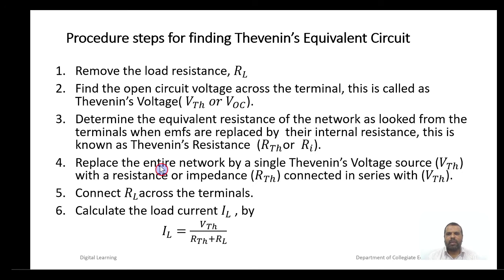Fourth, replace the entire network by a single Thevenin's voltage source VTH with a resistance or impedance RTH connected in series with VTH. Connect RL across the terminals. Calculate the load current IL by the equation IL is equal to VTH divided by RTH plus RL.